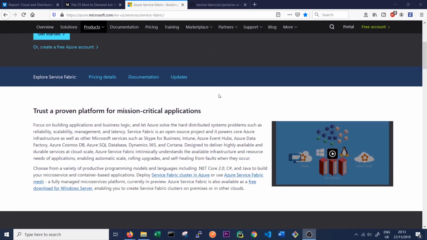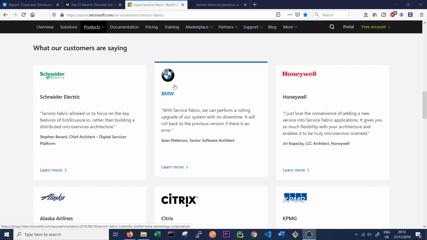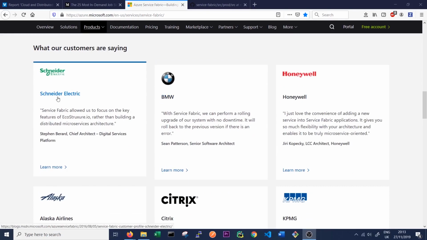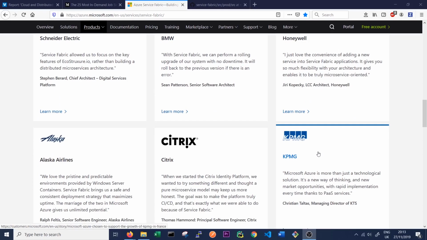So who uses Service Fabric? Obviously, Microsoft uses Service Fabric to power a lot of their applications that are used widely. So for instance, Cosmos DB, Skype, Event Hubs, Bing, and Cortana are all powered under the hood by Azure Service Fabric. And it's also used by a wide variety of other big companies, like we can see here on the Service Fabric website, like BMW, Schneider Electric, Honeywell, KPMG, and a host of other big and small companies throughout the world.